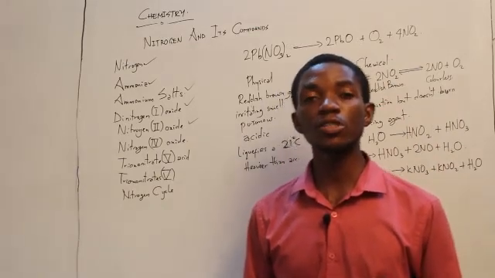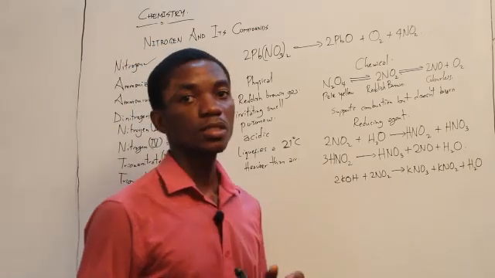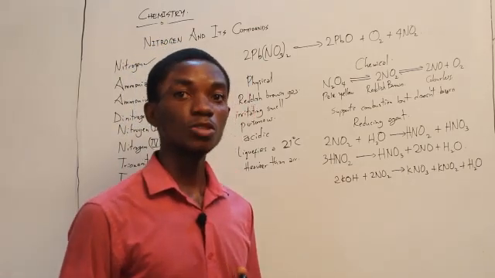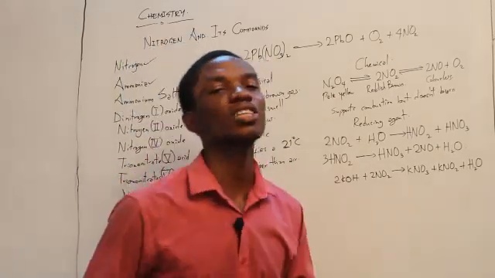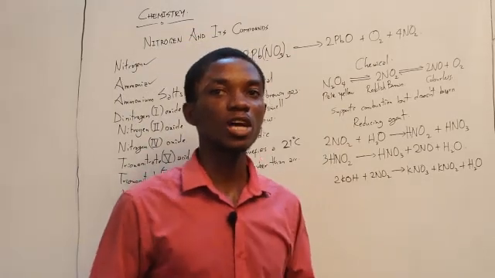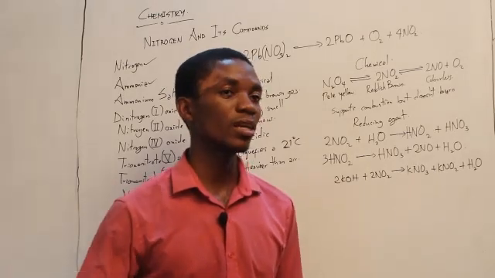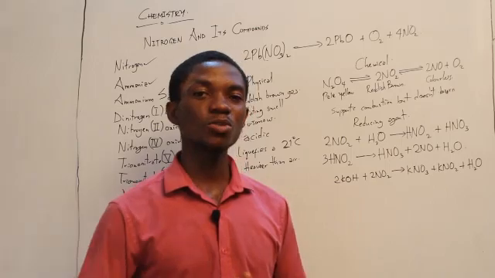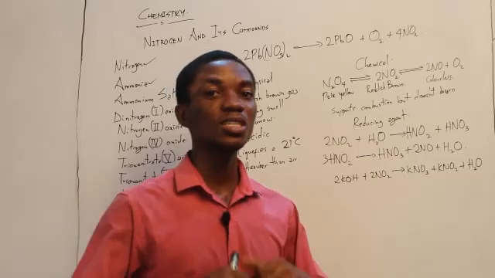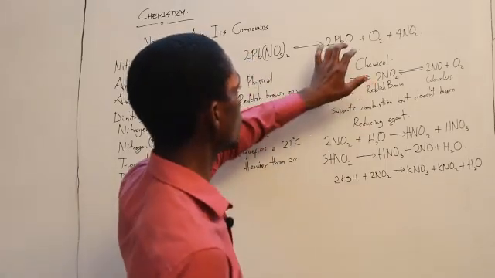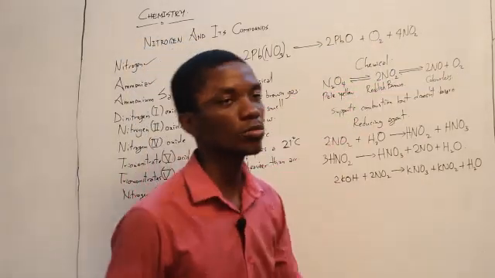Nitrogen 4 oxide is a very interesting gas. It is a dangerous, very poisonous gas. In the laboratory, it is produced by decomposition of heavy trioxonitrate 5 salts like lead trioxonitrate 5. We choose those salts because they are not so stable. When you heat them, they decompose to form lead oxide, oxygen, and nitrogen 4 oxide.